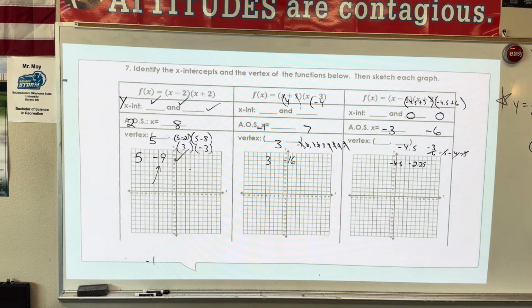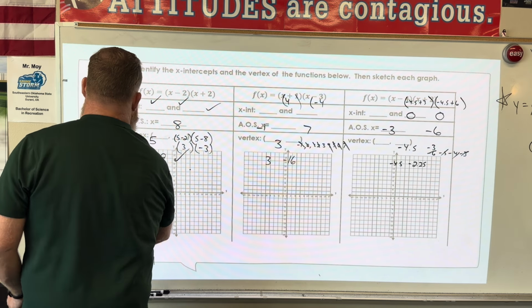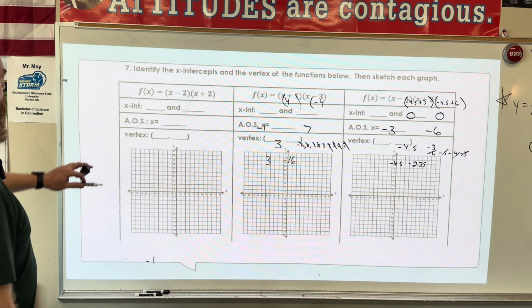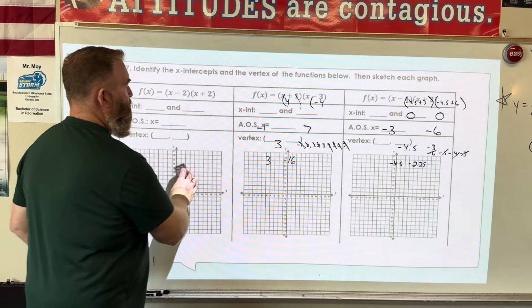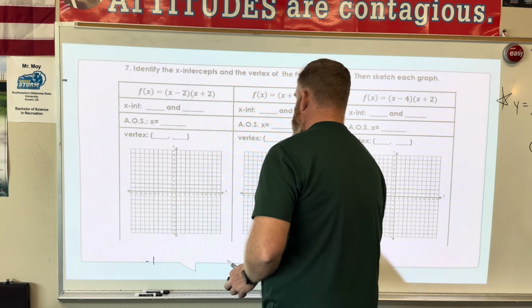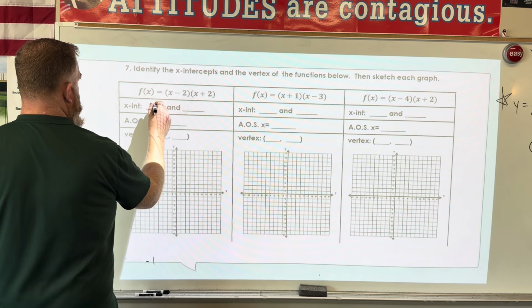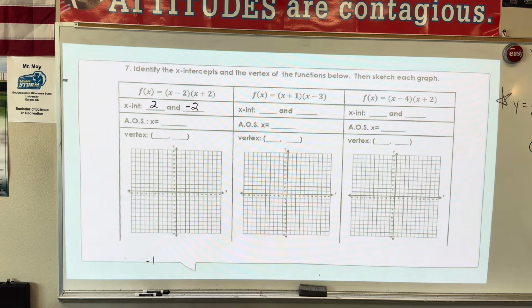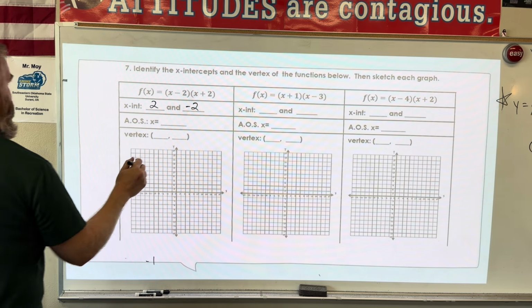Number 7. Identify the x-intercepts and the vertex of the functions below. Now we're going to sketch the graph. I'm going to show you a little trick here in just a second. Ready? Go. I want you to do the first one. Actually, I'll do it with you. What are my two x-intercepts, guys? 2 and -2. Good. Which means my axis of symmetry should be what? My axis of symmetry should be 0.